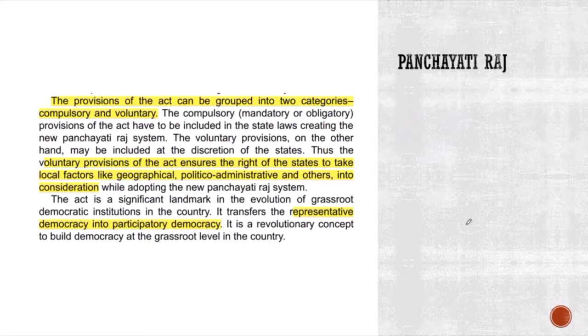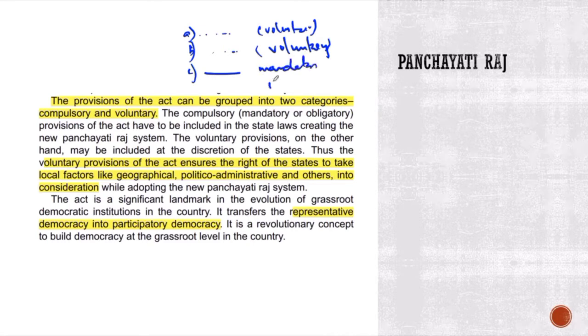Now, within this, there are two different categories. What are the compulsory provisions? What are the voluntary provisions? We'll look at most of these things. In fact, the question could be that the mandatory provisions under this particular act are so and so. So they may give you, from this list, option A, this could be voluntary, the state could adopt it. B, voluntary. C, this could be mandatory.